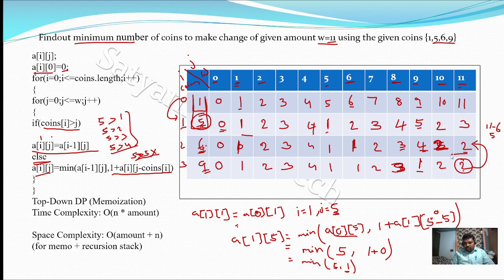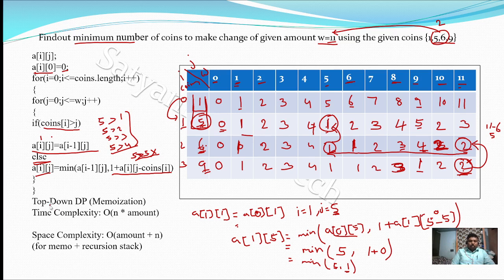You can see in the fifth column 1 is there, so 1 is there because of the 5 rupee coin. Previously 1 is also there, so there is no change here. Then 1 five rupee coin and 1 six rupee coin, so 5 plus 6 you get the 11. So these are the minimum number of coins: 2 coins are required.